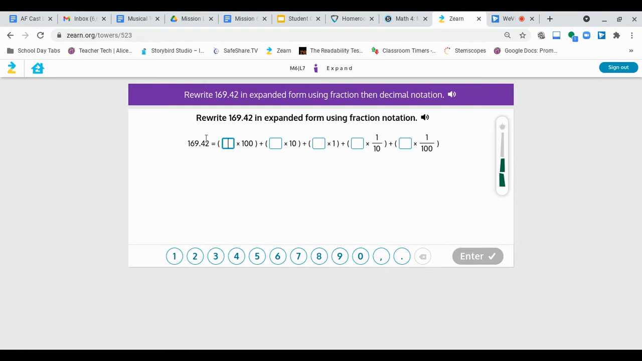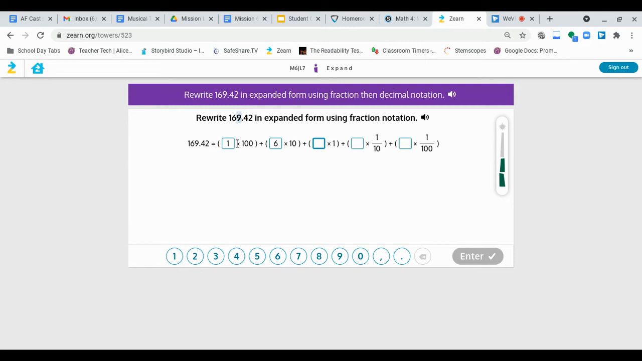So I'm thinking of expanded form. This first part is asking me, well, how many hundreds do I have? I'm just going to look at my number here. It's all the same number. In the hundreds place, I have 1 hundred. So I'm just going to put a 1 there. And now I move to the tens place. What do you see in the tens place? I see a 6. So that's the same as saying 6 times 10. I have 6 tens.